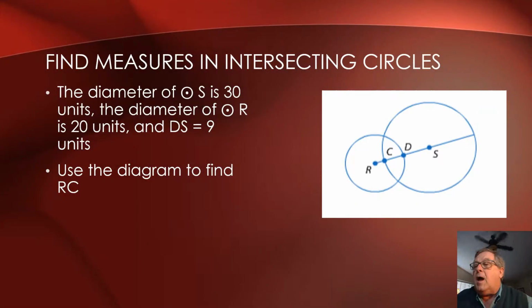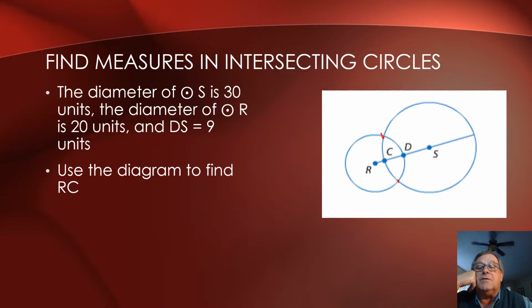We just reviewed how two circles can intersect. They can have 2 points of intersection, 1 point of intersection, or no points of intersection. And so here we have two circles, and they have 2 points of intersection. We see a point of intersection right here and right here. But that's not really what we're dealing with here. So let's see. We're going to find some measures in intersecting circles.